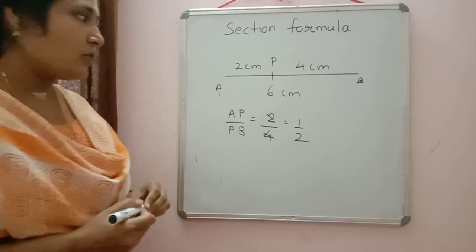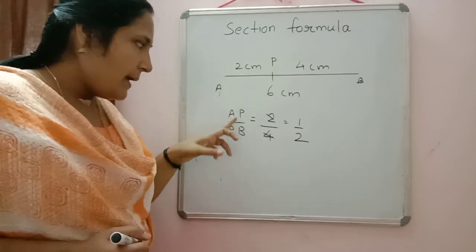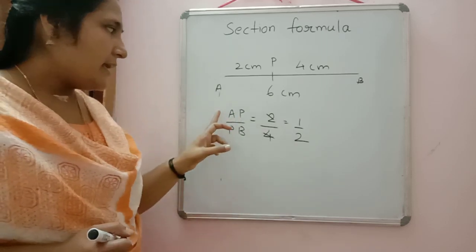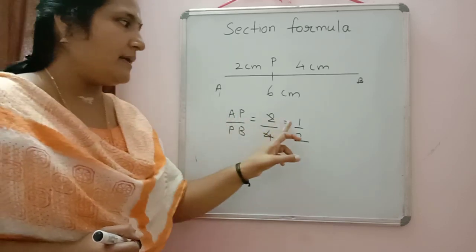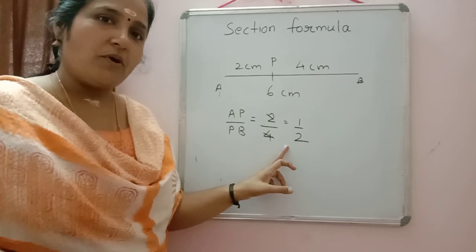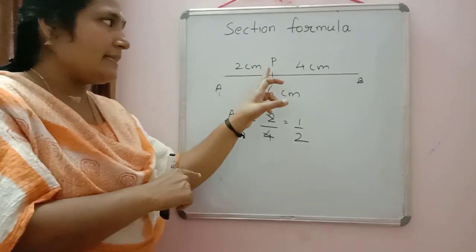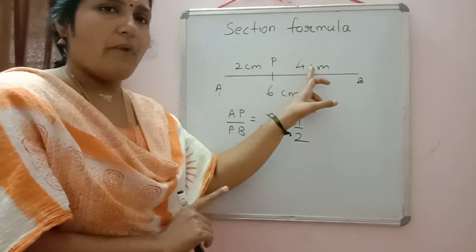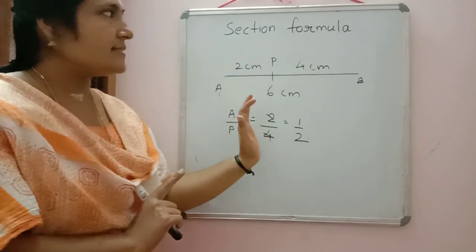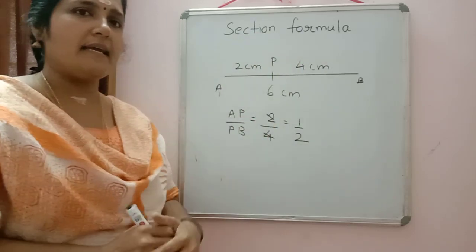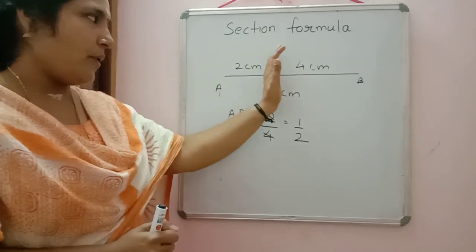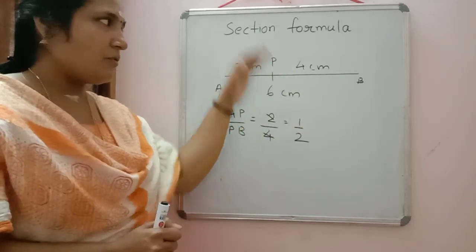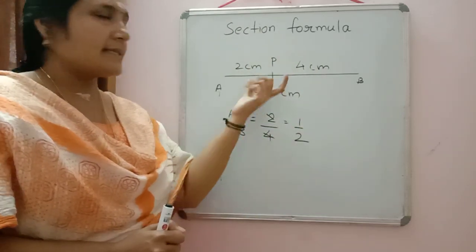Then in this case what will we say? AP by PB is equal to 1 by 2, which means the ratio of AP and PB is 1:2. So we write it in this way: P divides AB in the ratio 1:2. This is the concept which we are going to study in the section formula: in which ratio a point divides the line segment. Many questions we will discuss about that.